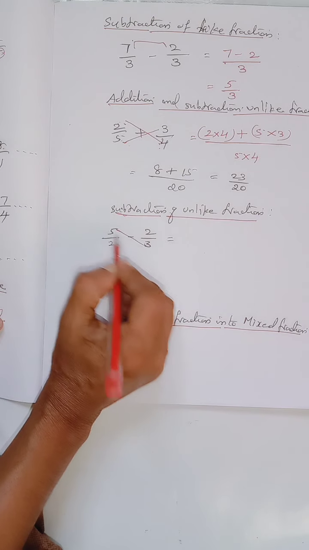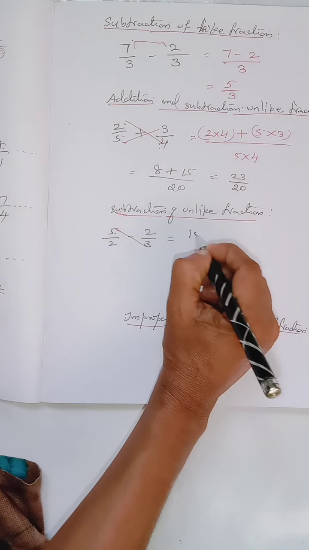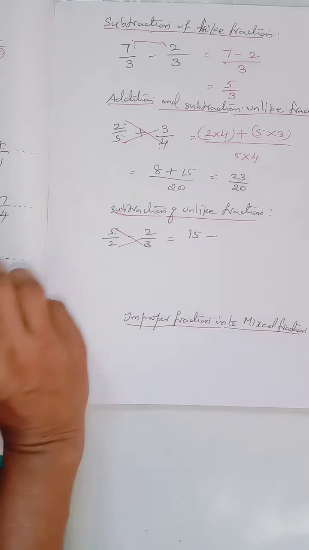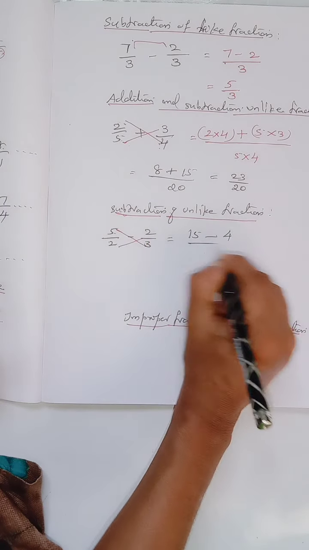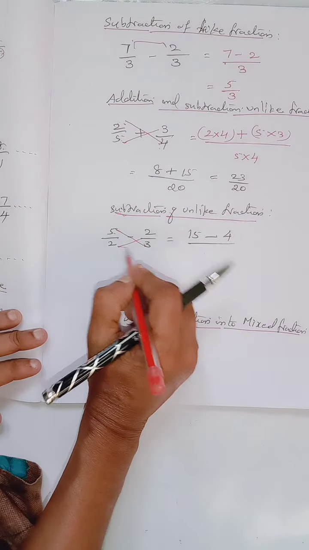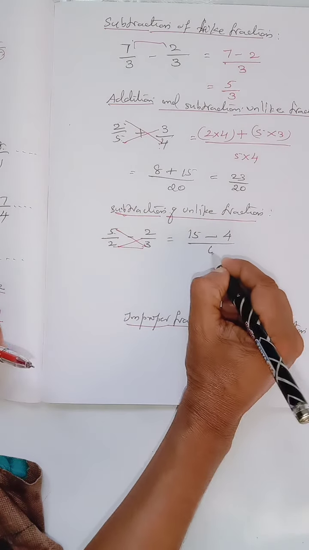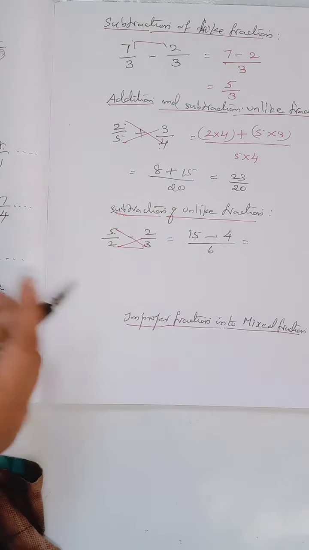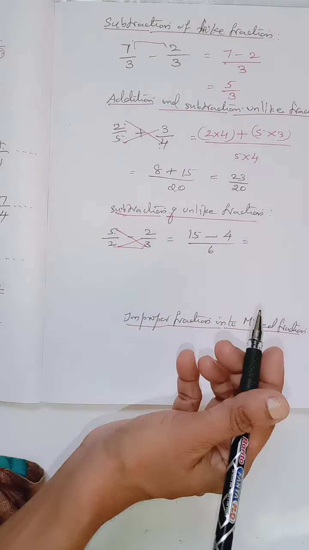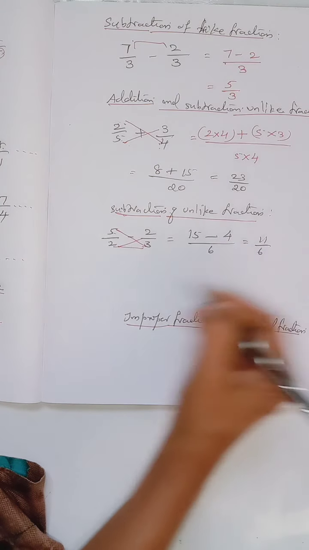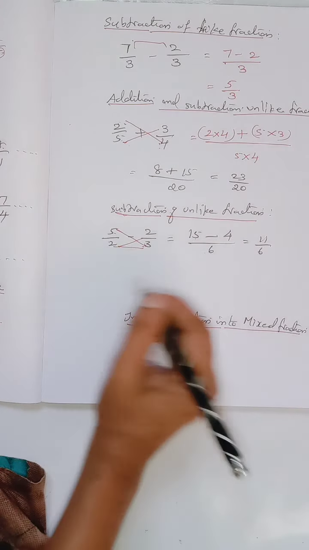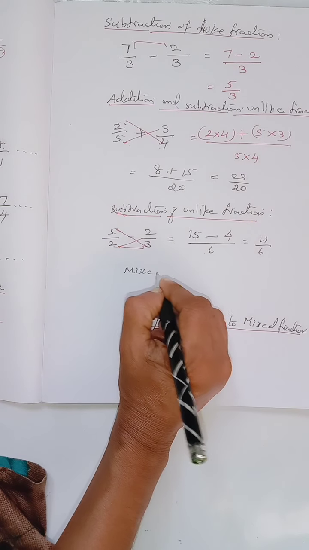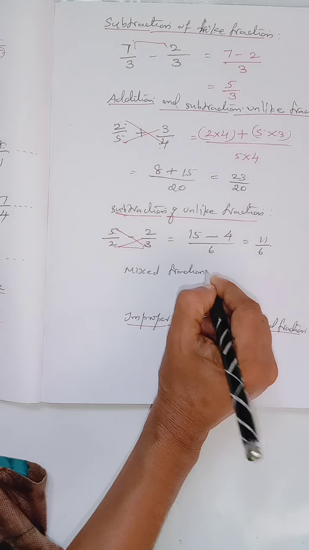Multiply from the left. 5 into 3 is 15 minus multiply 2 into 2, that is the right hand side. 2 into 2 is 4, divided by multiply the denominators, 2 into 3 is 6. So we will be getting 15 minus 4 by 6. What is 15 minus 4, children? Is it 11 by 6? Clear? So next let us see how to change the mixed fraction into improper.